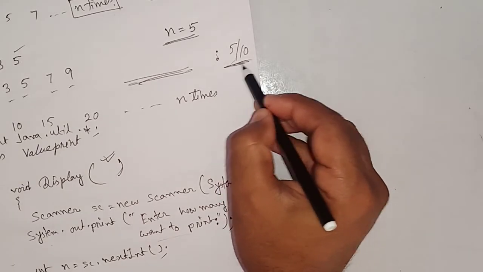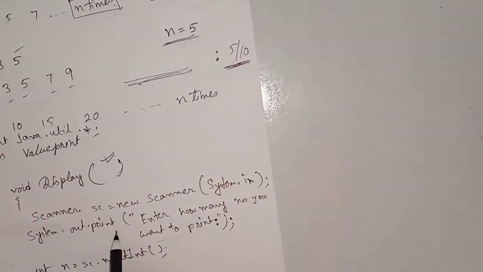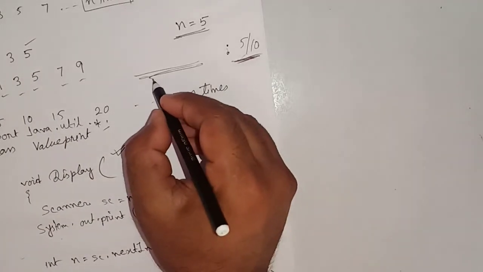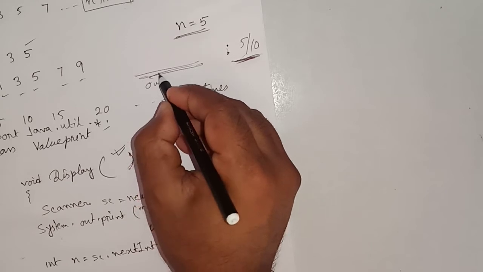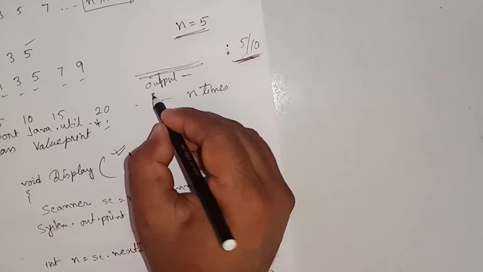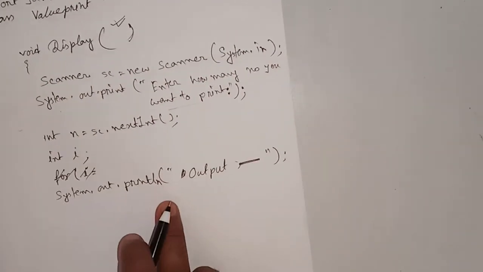After that you will print the value over here, because the ln is not here. Okay, and you can see I'm giving the ln. So after taking the value, you can see here output hyphen, then you start printing from the next line. So that's why ln is required.